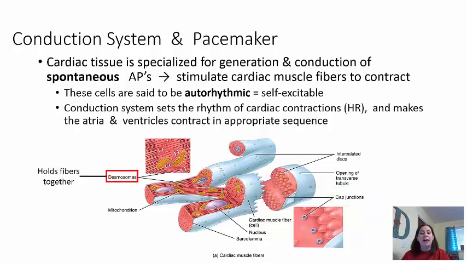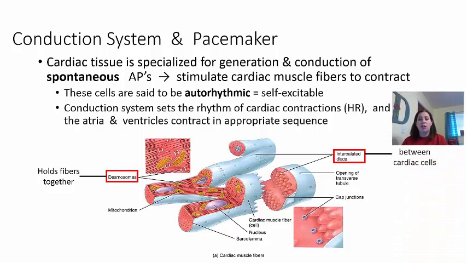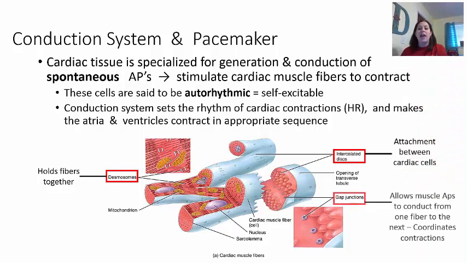Now, these are going to be held together by a lot of different structures. One's called the desmosomes. Desmosomes are going to hold these different fibers of the heart together. We also see the intercalated discs. These are going to be attachments between the cardiac cells, the branches. And we also see the gap junctions, and the gap junctions allow for the muscle action potentials to be conducted from one fiber to the next very quickly. It's to allow for quick coordination of our contractions.